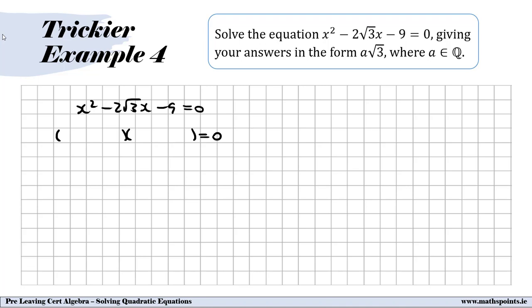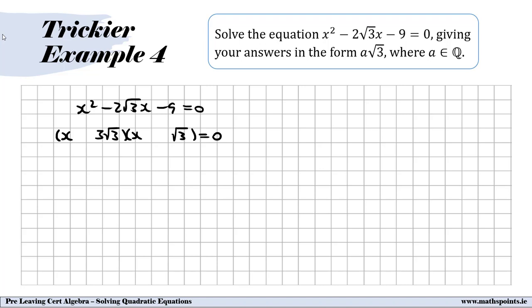So we know that the first term in each bracket is going to be an x, so that's an x and an x. And we know that the second term in each bracket has to multiply to give 9. Now ordinarily that's going to be 9 and 1 or 3 by 3, but in this case no combination of those could also give the 2 root 3. So there may be students who would notice that if you multiplied a 3 root 3 by a root 3, that actually gives you the number 9.